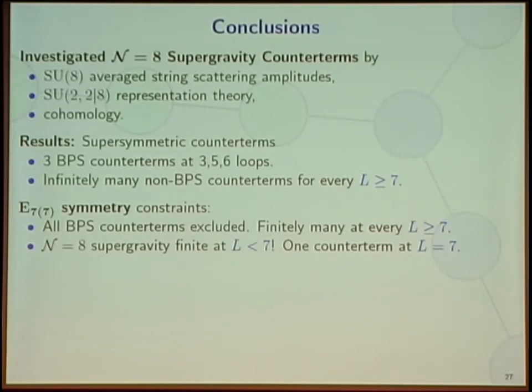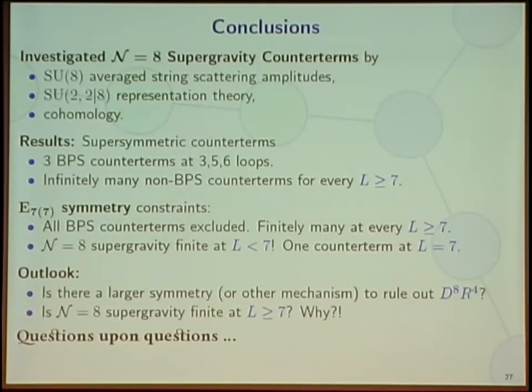So that means N=8 supergravity must be finite up to and including 6 loops, and there's one counterterm at 7 loops where we don't know how to exclude it. So the outlook is, the only way to rule this out in my mind is that one finds some larger symmetry or some other mechanism to rule out this D^8 R^4. And therefore, we would have to see whether N=8 supergravity is actually finite at 7 and higher loops, and why that would be. So there are lots of questions that remain. Thanks for your patience.